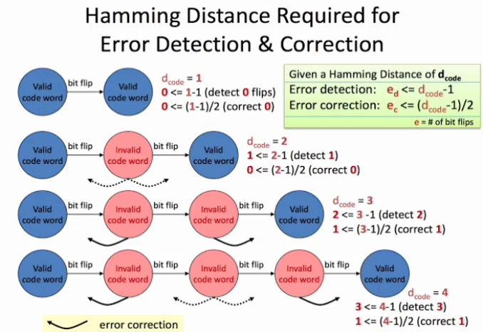Important definition: code word. It is the block of bits at the output of the channel encoder. Code rate R is equal to the number of bits in the message block divided by the number of bits in the encoded code word, that is, R equals K by N, which is less than or equal to 1.